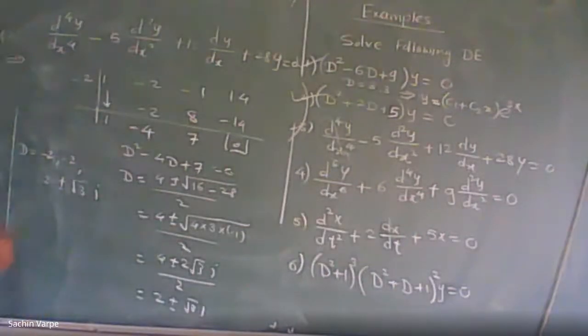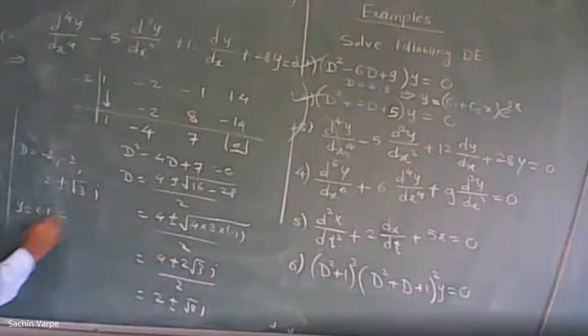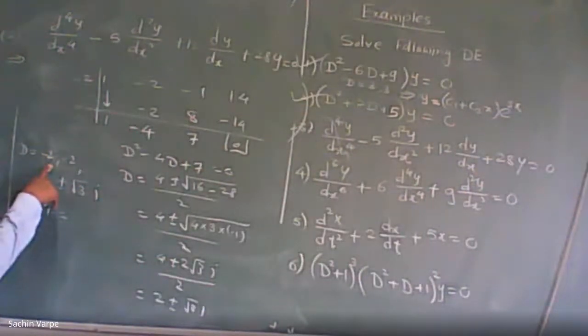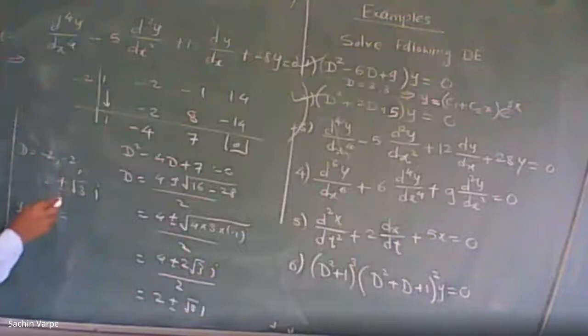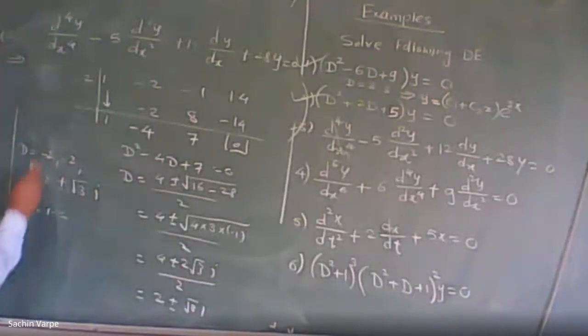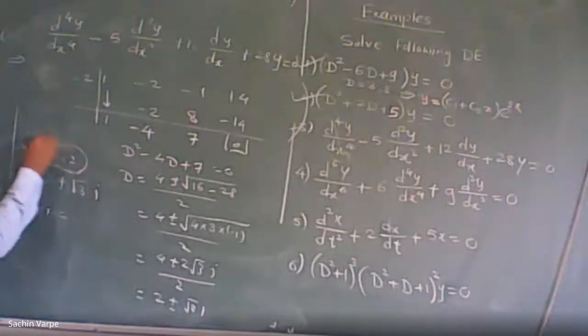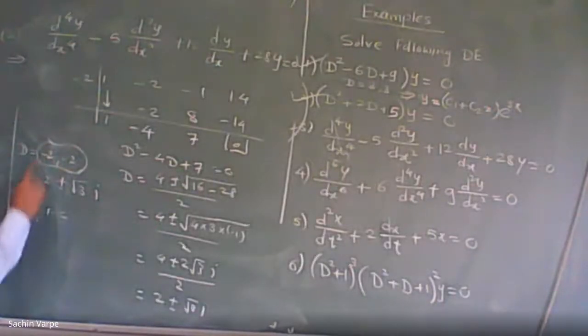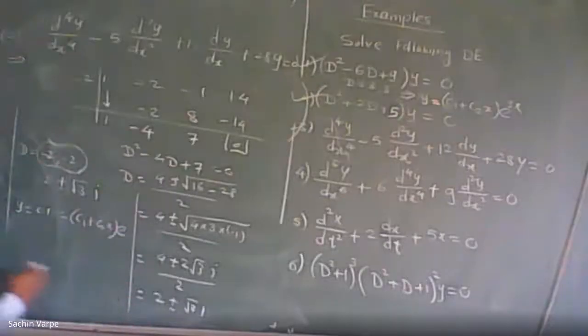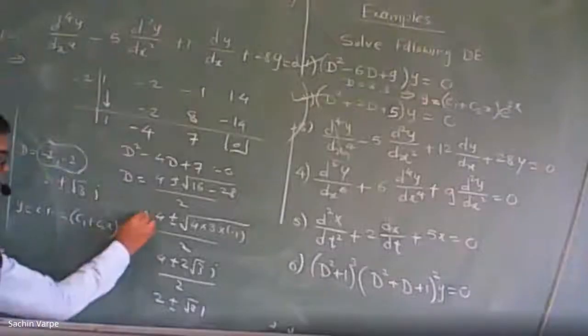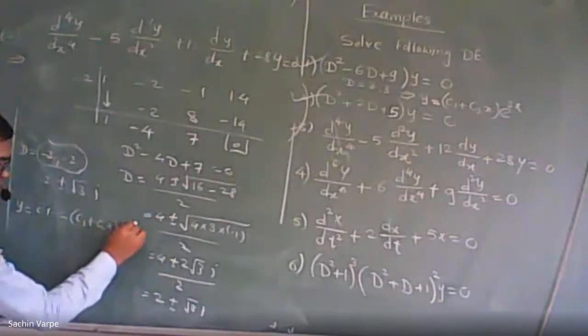What is the complementary function then? CF, y is equal to, because it is a homogeneous differential equation, so y is equal to CF. We first write for the real root. It is not necessary, the order of roots is not important, but for simplicity we write for the real and repeated root here. So the complementary function will be equal to C1 plus C2x, e raised to minus 2x, not just minus 2, e raised to minus 2x.